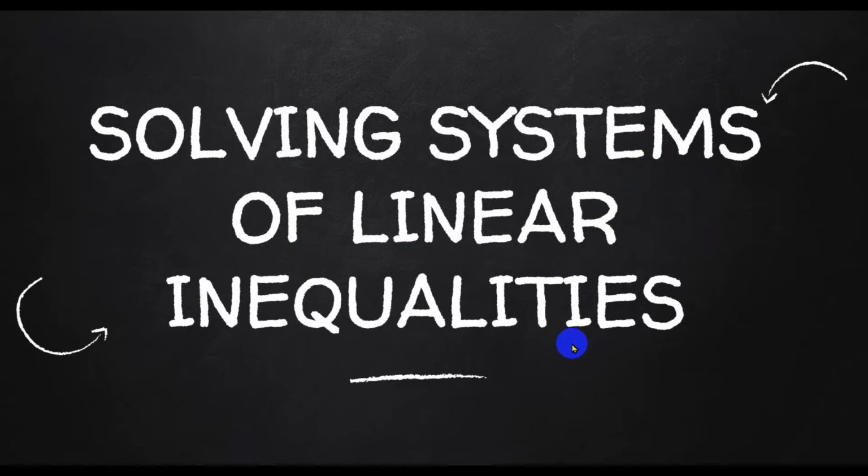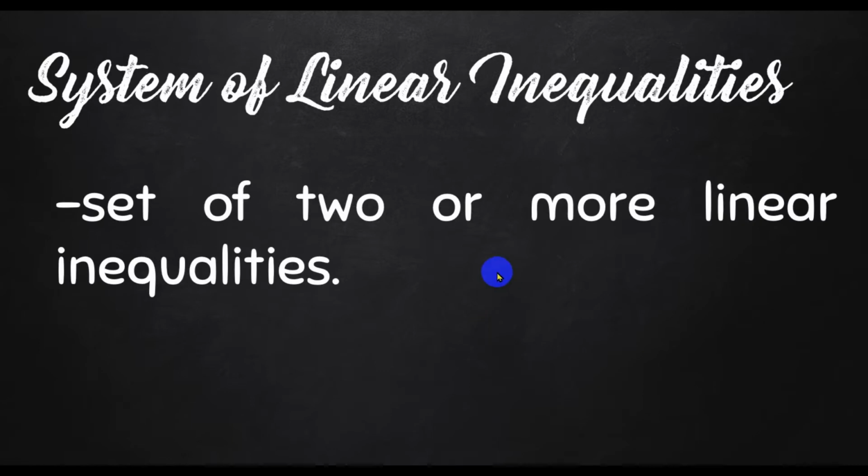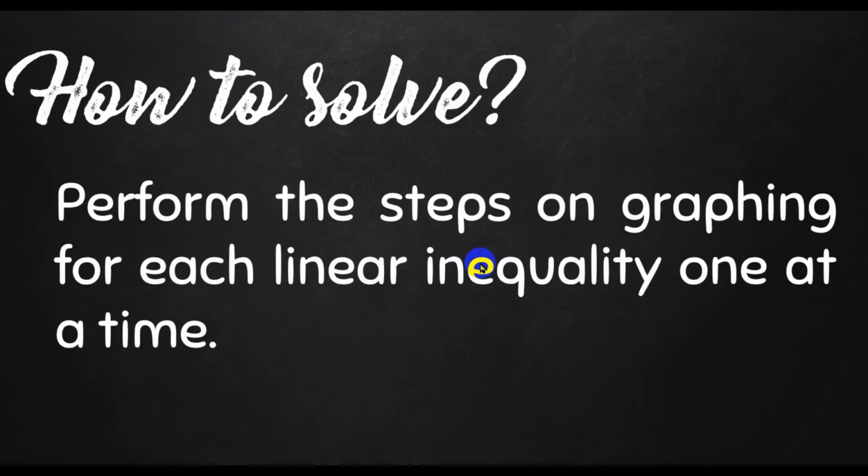But before that, let us know first the definition of system of linear inequality. So ano nga ba ang system of linear inequality? This is a set of two or more linear inequalities. Same as system of linear equation wherein meron tayong two or more linear equation, dito naman meron tayong two or more linear inequalities. And how are we going to solve this kind of system? To solve this system of linear inequalities, we have to perform the steps on graphing linear inequalities one at a time. Okay? So, one at a time po natin siya gagawin.